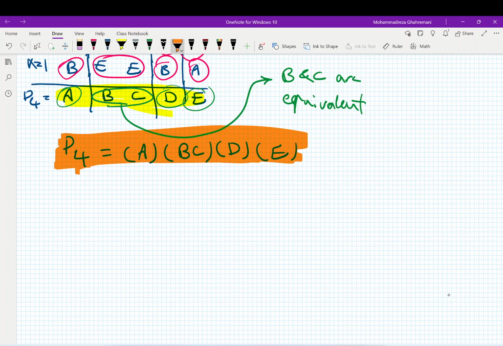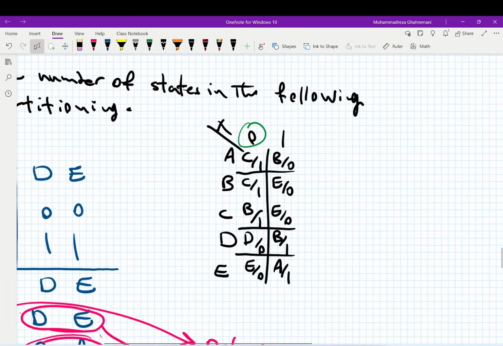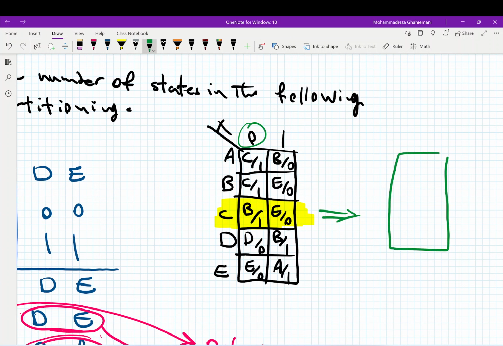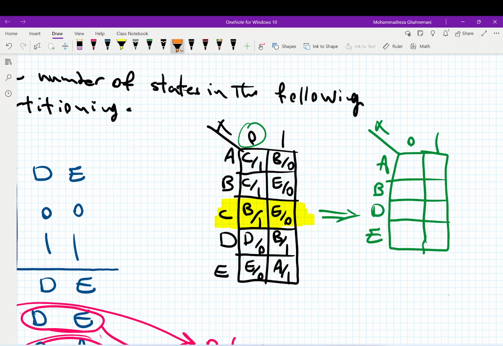Now that we got to this point, we can simply replace C with B or B with C in our original table. So if we go back to our original table, we are going to remove state C. So this time we have 4 states: A, B, D, E. We don't have C anymore. And anywhere that we have a C, we replace it with B.